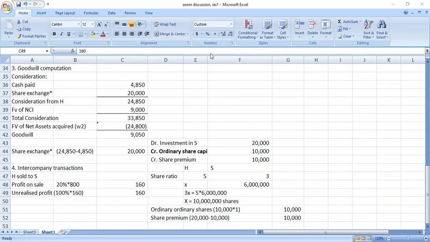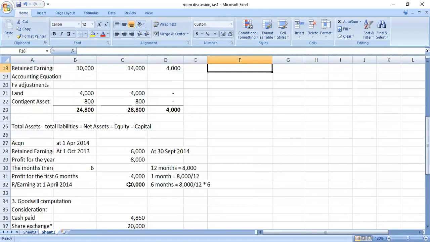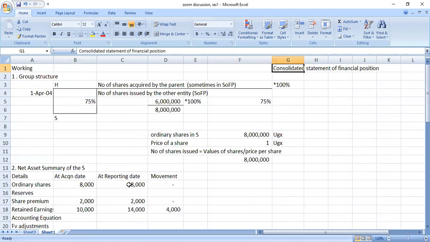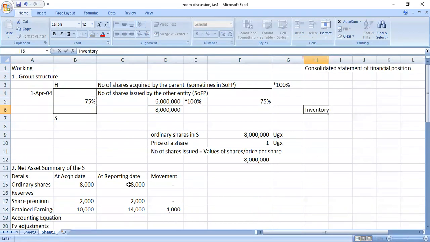More light on the NCI, we're going to do the computation. I'll explain more when we get to the computation, which is working number, I think, 6 or something. So I was saying I won't forget this one. So let me do this. I'll go to my consolidated statement of financial position under inventory. Then you get the inventory for the parent. I will just bring them later. Let me first remove this one, 160.